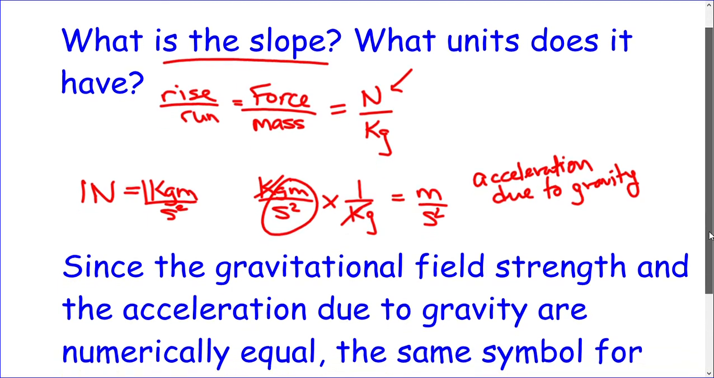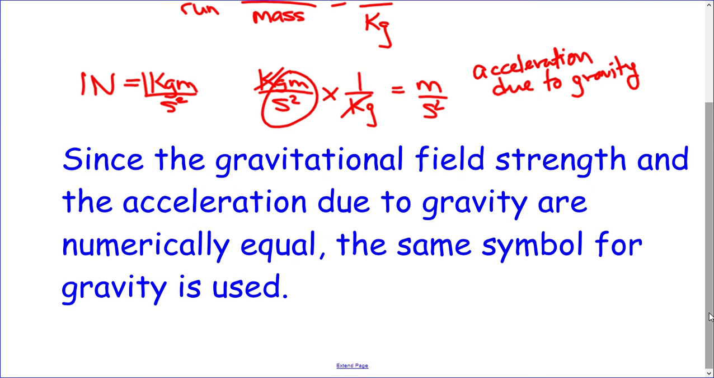So, since the gravitational field strength and the acceleration due to gravity are both numerically equal to each other, because we can see they share the same units that are up there, the same symbol for gravity gets used. And this isn't something that I want to labor on too much. It's just using our letter g with an arrow over it to indicate that it is a vector quantity.